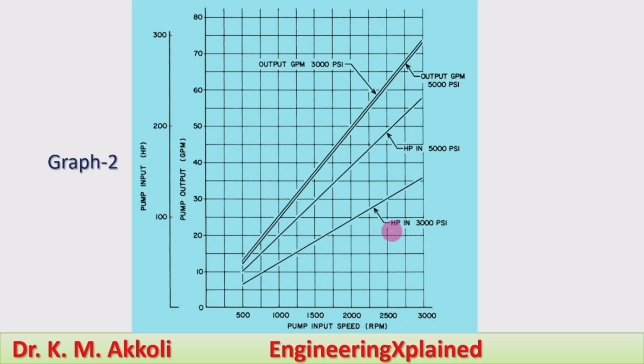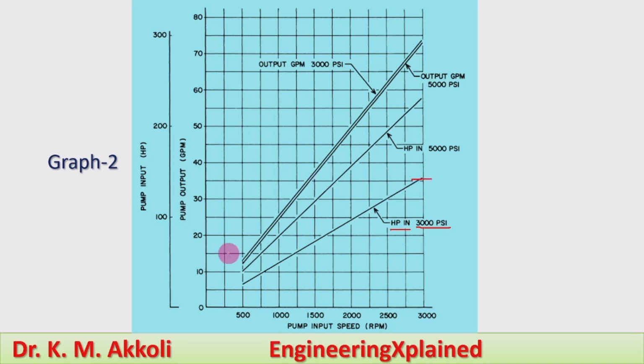The pump input power in terms of HP at 3000 psi pressure will be a little above 20 HP, and it will reach around 35 HP. It will reach more than 100, more than 140 HP.